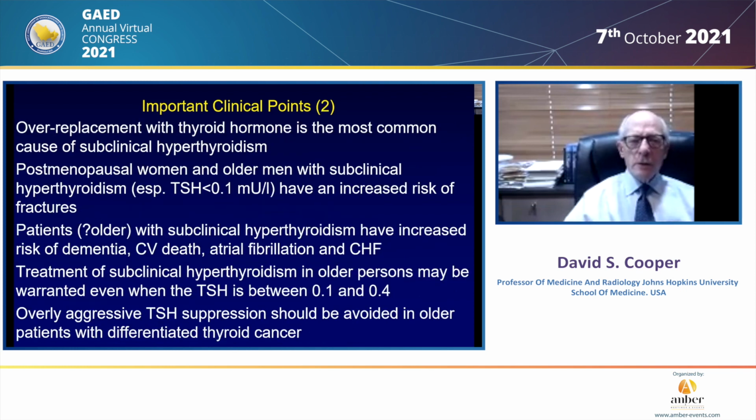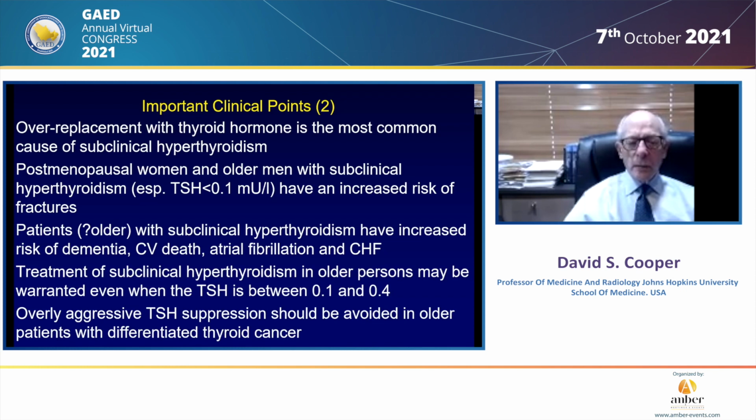Overreplacement with thyroid hormone is the most common cause of subclinical hyperthyroidism. Postmenopausal women and older men may have an increased risk of fractures, especially if the TSH is less than 0.1. They also may have an increased risk of dementia, cardiovascular death, atrial fibrillation, and CHF. And treatment of subclinical hyperthyroidism in older people may be warranted, even when the TSH is between 0.1 and 0.4, and certainly it's warranted when the TSH is less than 0.1.